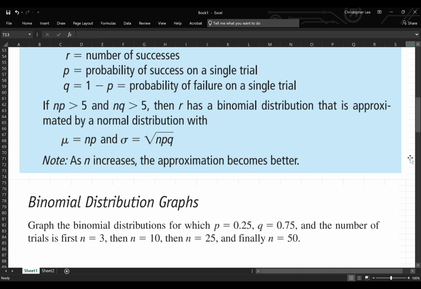So let's look at an example. Binomial distribution graphs. This is telling us to graph the binomial distribution for which p, our probability of success, is 0.25, q, probability of failure, is 0.75, and the number of trials is first n equals 3, then n equals 10, then n equals 50. Let's take a look at what those look like.